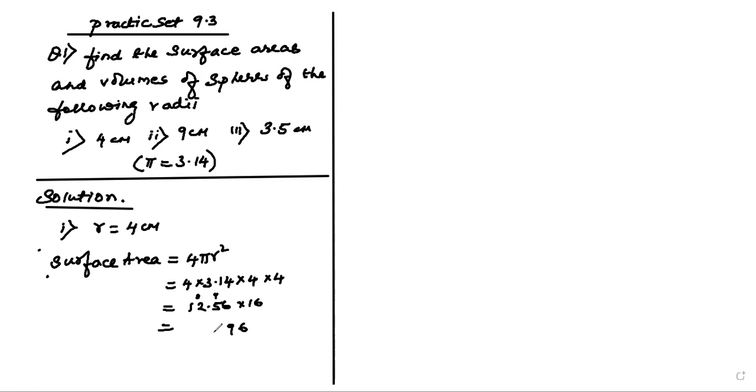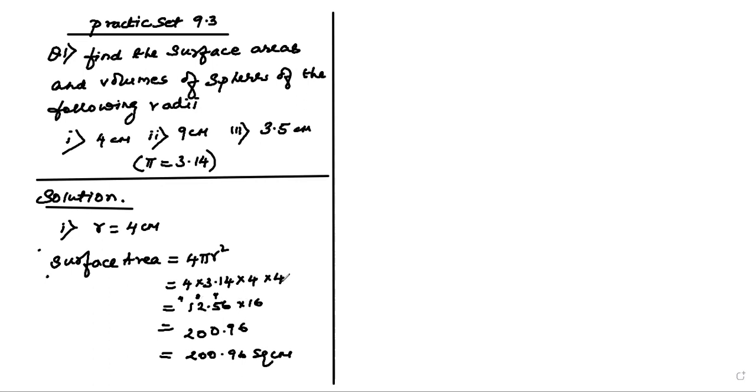32 plus 8 is 40, 4 carry over. 16 ones are 16 plus 4 is 20. Okay, so now listen, two digits after the decimal, so it should be 200.96 square centimeter. Okay children, I repeat, 4 into 3.14 is how much?